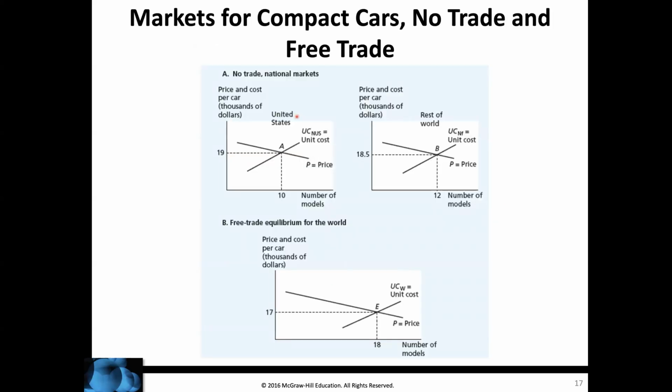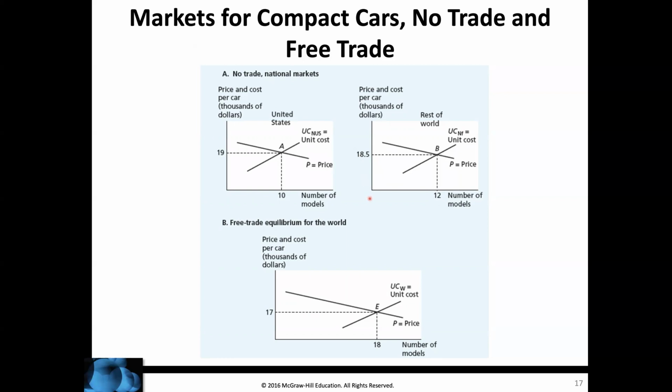What we had before, the upper part of this figure, shows us no trade with the national markets. Here's the United States, just as we saw before: our price was 19 when we had 10 models available. The rest of the world's price was 18 and a half, and they had 12 models available from different manufacturers. It's a similar structure, where we have a decreasing price the more models are available. Because the rest of the world had 12 models available, you can see the price is a little bit lower at 18 and a half.